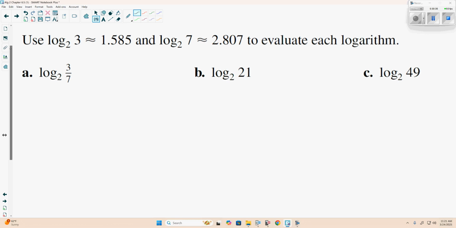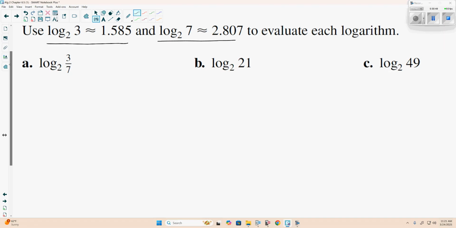Because most likely, we would have a table that would tell us, say, log base 2 of 3 and log base 2 of 7, or pretty much log base 2 of all the numbers from 1 to a certain amount. Now, 3/7 wasn't contained on the list. But because of our quotient property, log base 2 of 3/7 is the same as log base 2 of 3, the top, minus log base 2 of 7, the bottom. Our quotient property says that we can split it up this way.